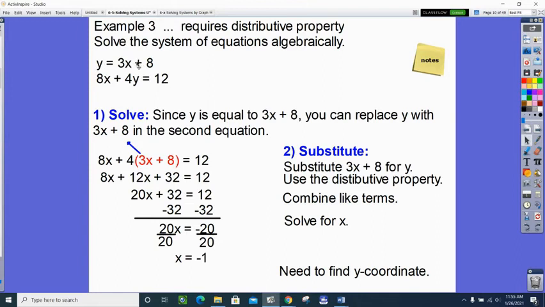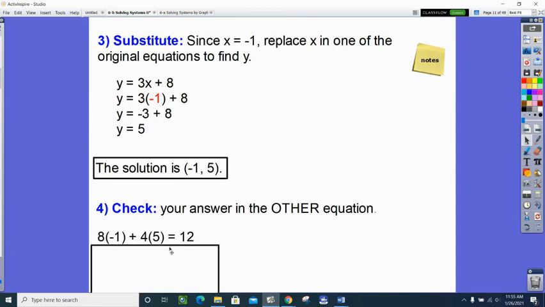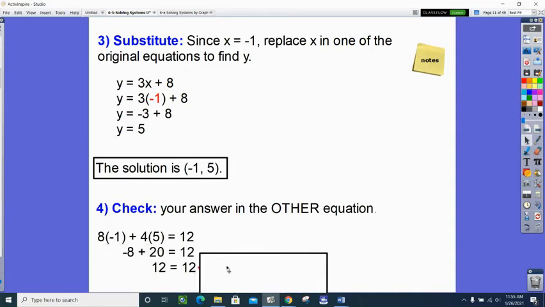Now remember that I used the y equals 3x plus 8 equation to get that second coordinate, so I have to check it in the 8x plus 4y. You're going to see I'm only doing one check. And if that confuses you, please do both. I'm going to get a negative 8 plus 20, and sure enough, it equals 12. My solution is negative 1, comma 5.